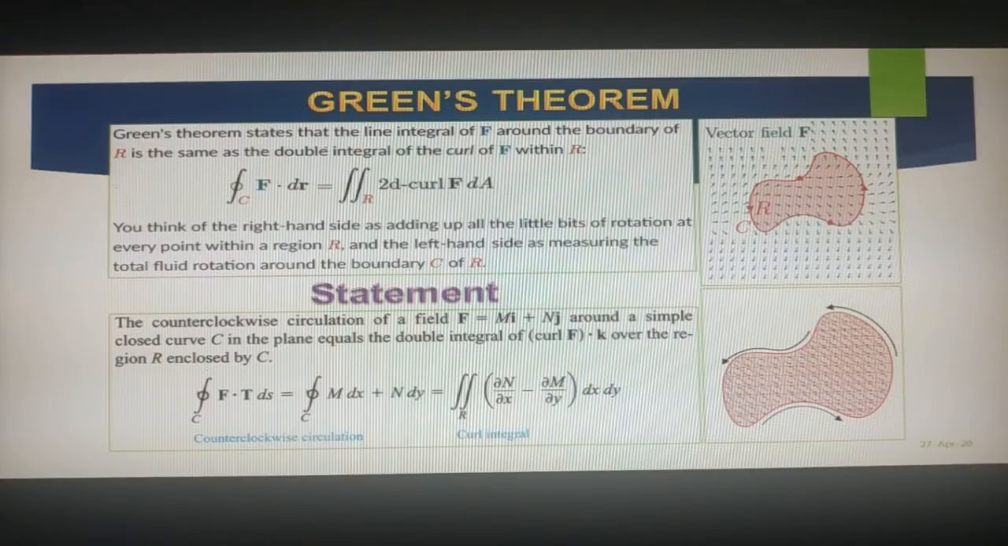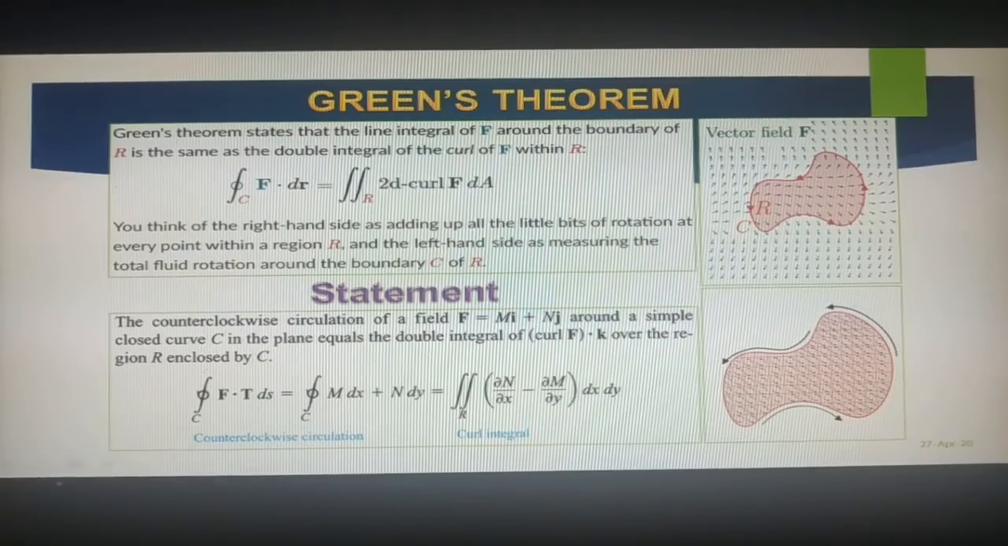Green's theorem states that the line integral of f around the boundary of R is the same as the double integral of the curl of f within R. So let's try to understand this statement.